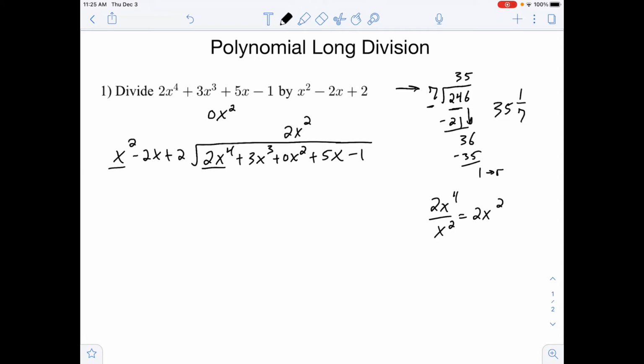Now, what did we do once we did that? We would multiply this number times here, and we would subtract. So we're going to multiply this times the entire divisor, and we're going to subtract. So this would be 2x to the fourth, and they're going to cancel out. 2x squared times negative 2x is minus 4x to the third. And then 2x squared times positive 2 is plus 4x squared, which is why it's important to line up and put a placeholder in there.